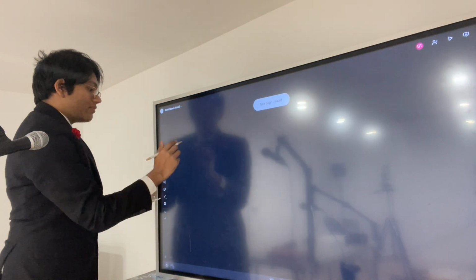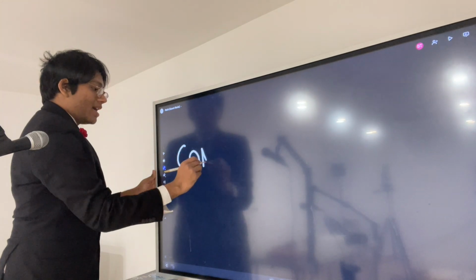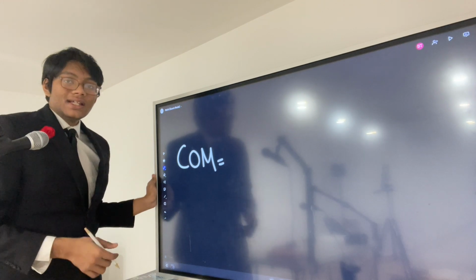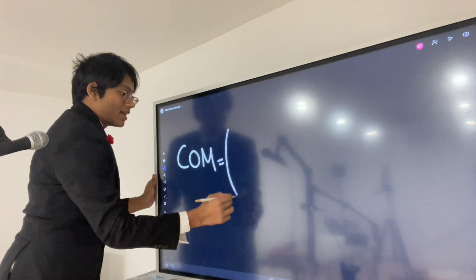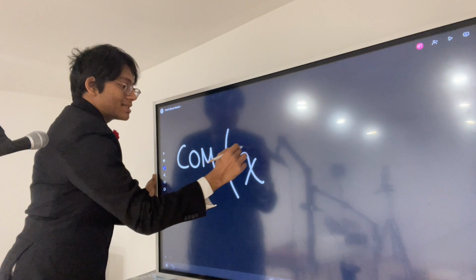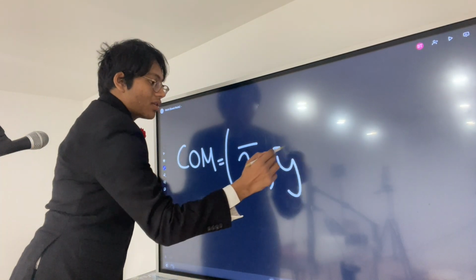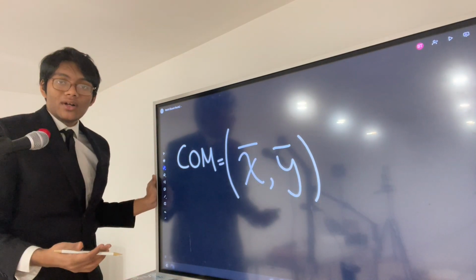Recall that the center of mass is given by the following formula. And I'm going to explain that formula in just a bit. It's given by the center of mass along the x-axis, called x bar, and the center of mass along the y-axis, called y bar.